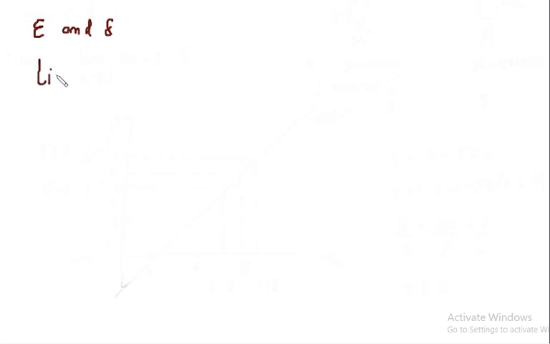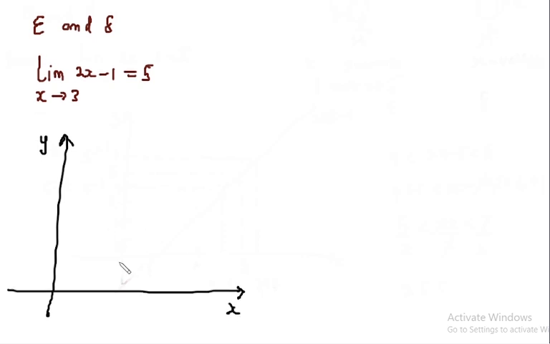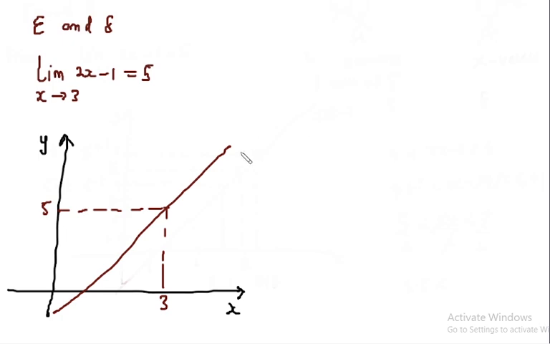So let's say we have the limit as x approaches 3 of the function 2x minus 1 is equal to 5. If we were to plot this function on a graph, you'd have something like this. This would be your y-axis. This would be your x-axis. So this would probably be the line of best fit. Then you have the points 3 and then 5. So this is the graph of 2x minus 1.